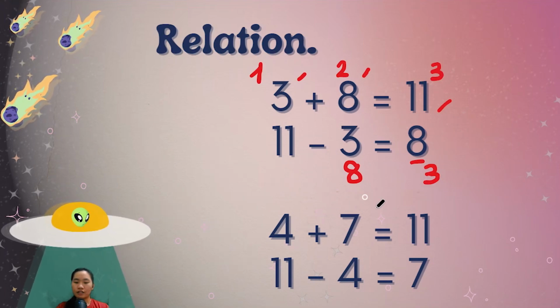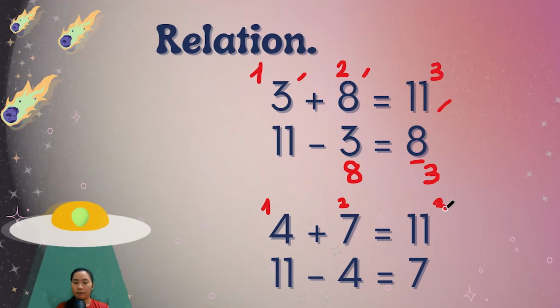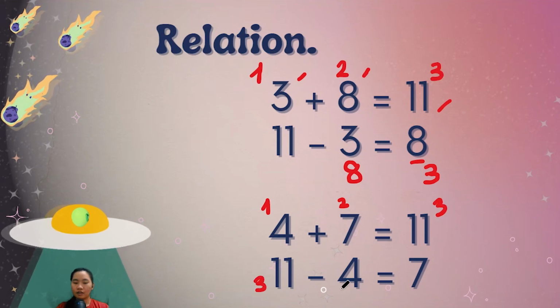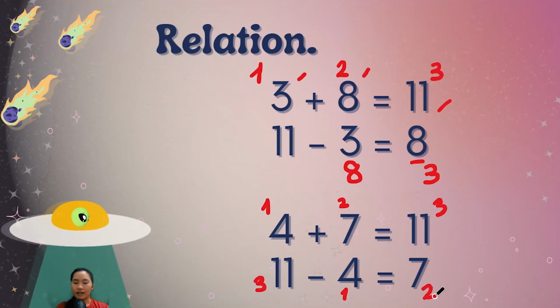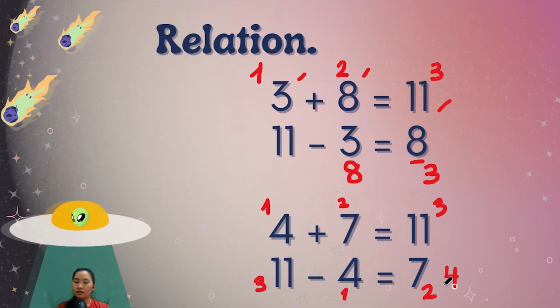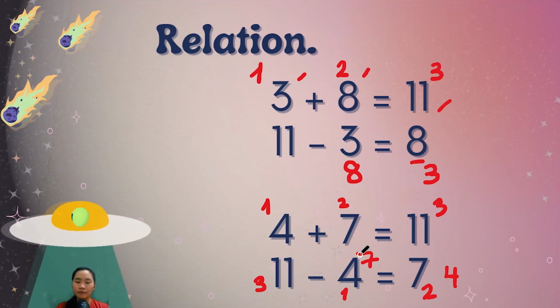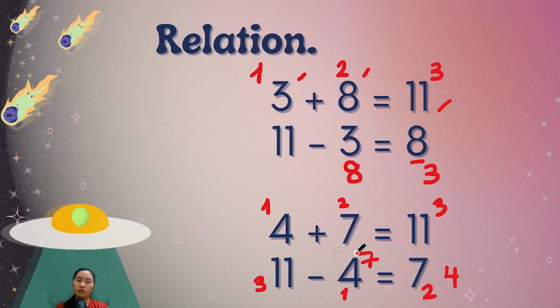Same goes here. 4 plus 7 equals 11. 11 minus 4 equals 7. First addend, second addend, sum. Sum, first addend, second addend. If you replace the 4 with the 7 over here, you would get the 4. All right. You see how it flips back and forth like that? That's basically the relationship between addition and subtraction. They're quite opposite in many ways.